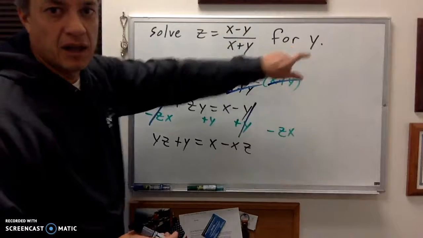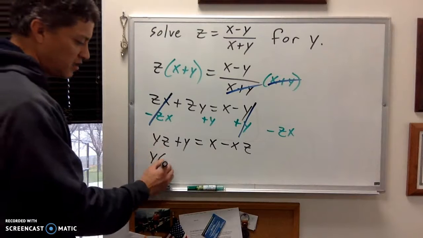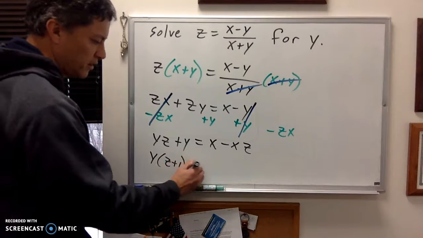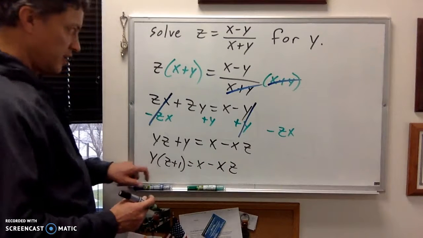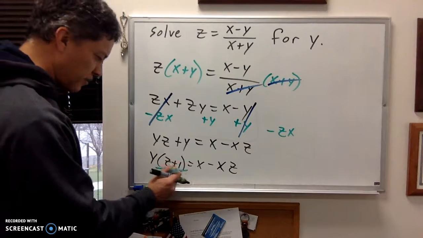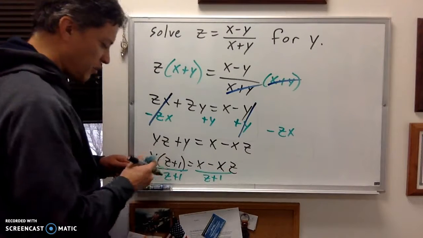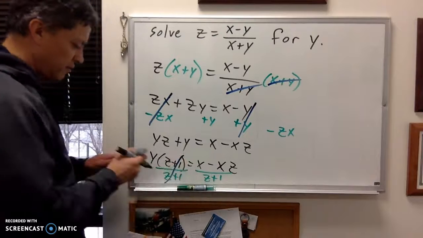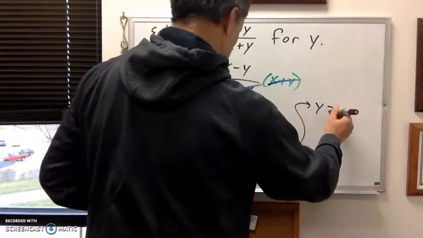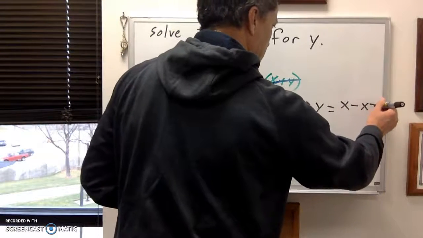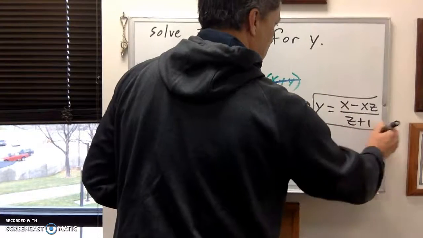Again, we're solving for y. So let's factor out my y on the left-hand side. It gives me y times the quantity z plus 1 in parentheses equals x minus xz. Let's divide both sides by z plus 1. And that will give me my y by itself. So y equals x minus xz over z plus 1. And that's what I was after.